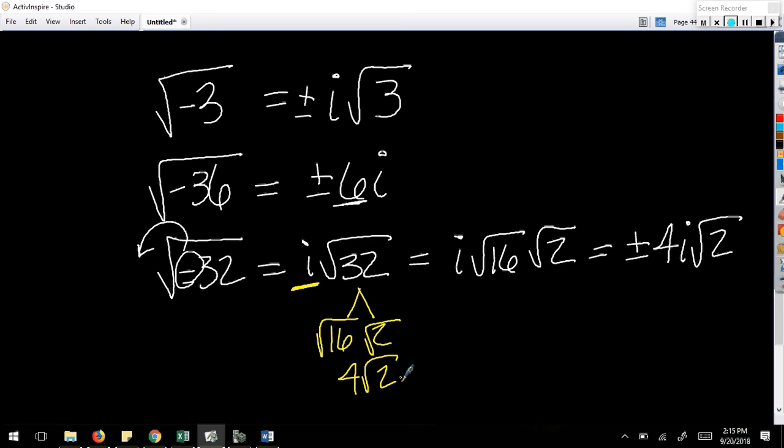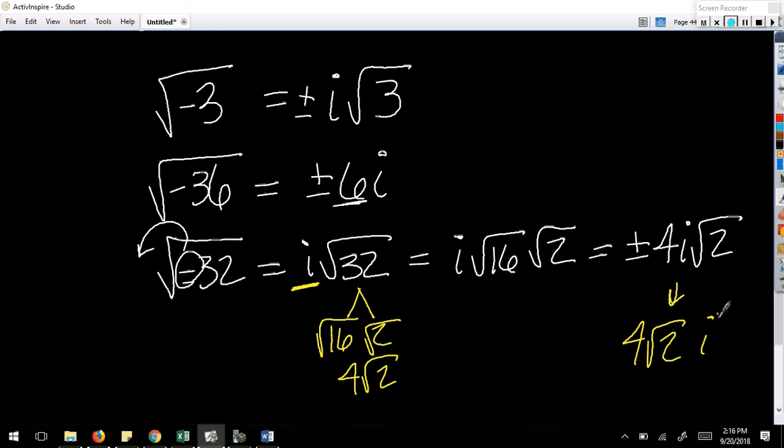Now, if you wrote this as 4 times the square root of 2 and you put the i over here, it's not wrong. I'm not going to mark it wrong. It's just not standard form. It's not pretty math, but it's not wrong. This is more acceptable, but it's still right. Behind the number, in front of the radical.